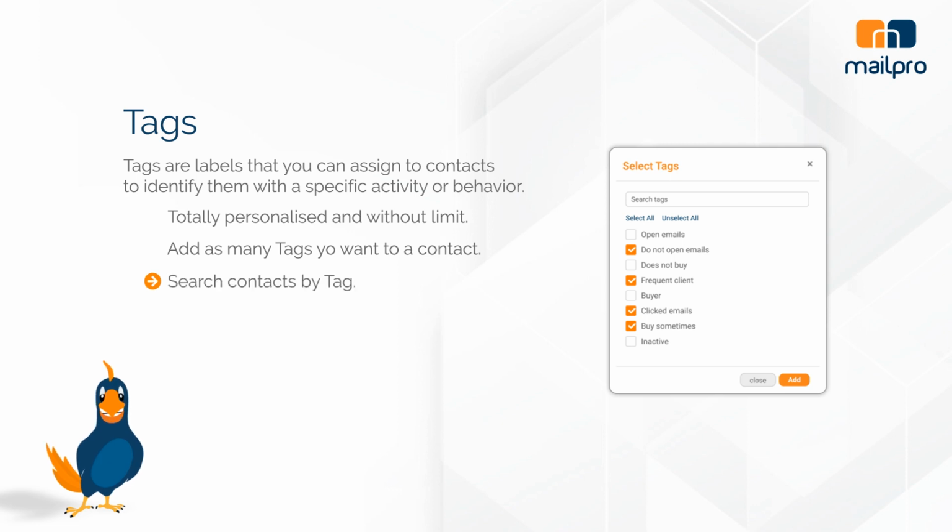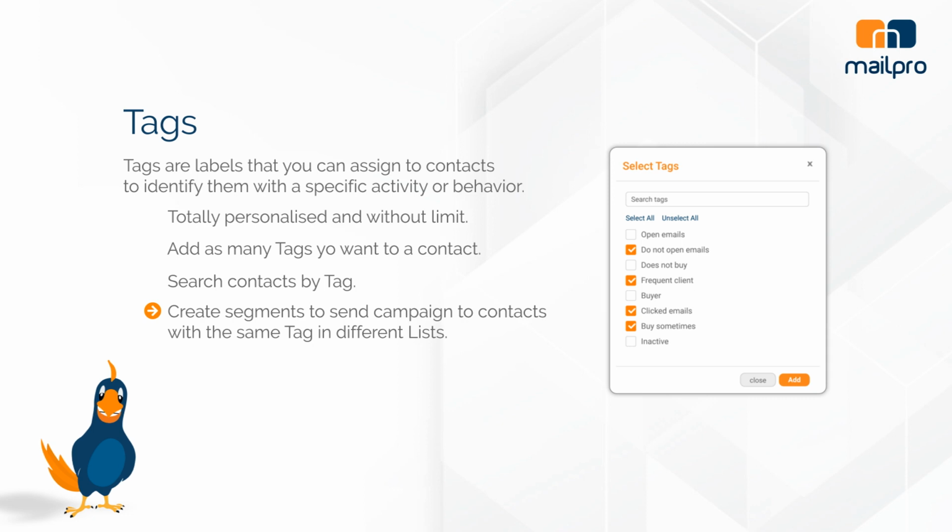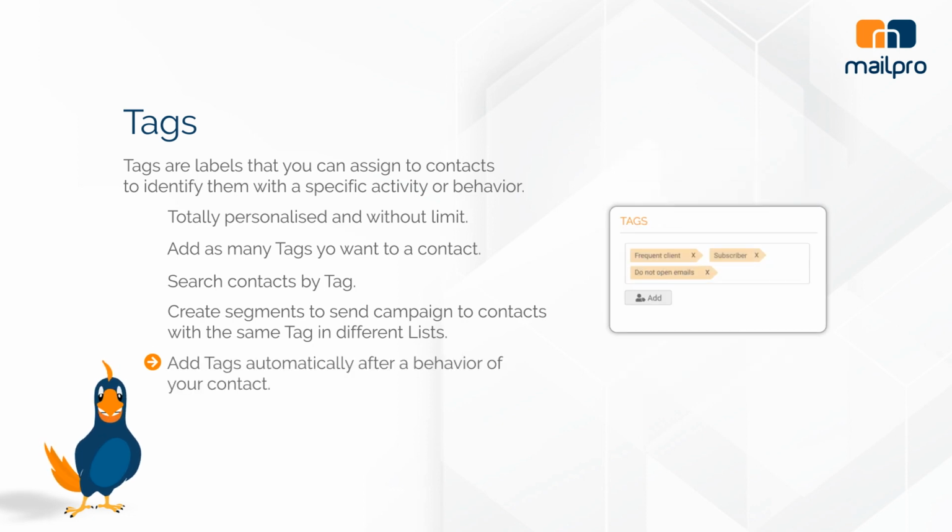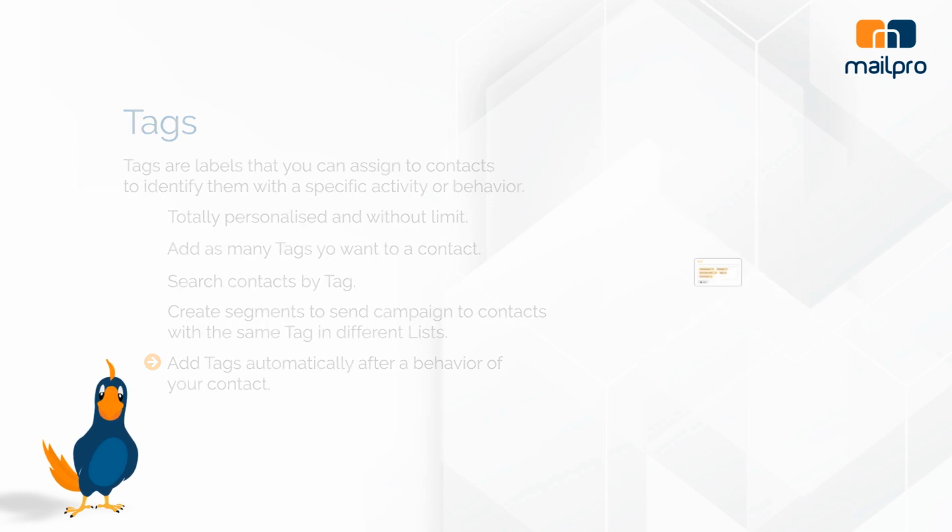You can filter your contacts by a specific tag. Create segments to identify contacts with the same tag but in different lists. You can create an automatic action to add tags to your contacts after a behavior with your campaigns.